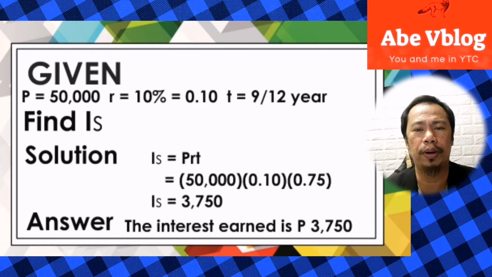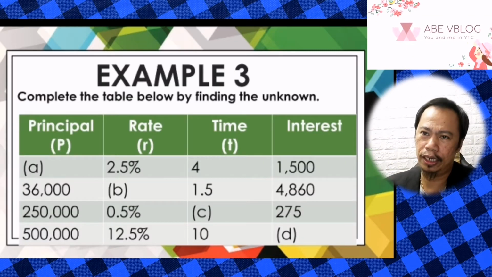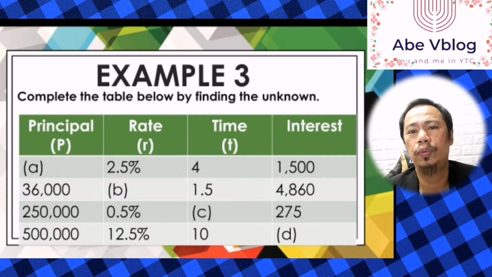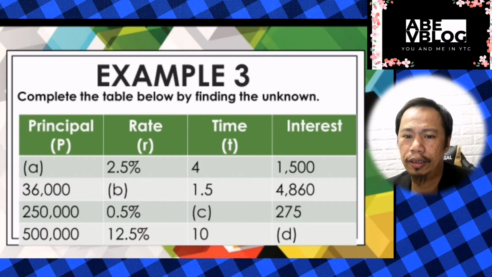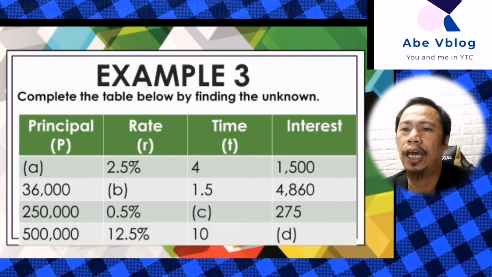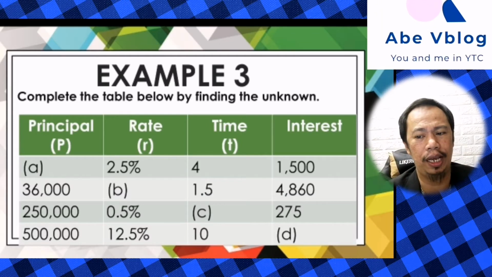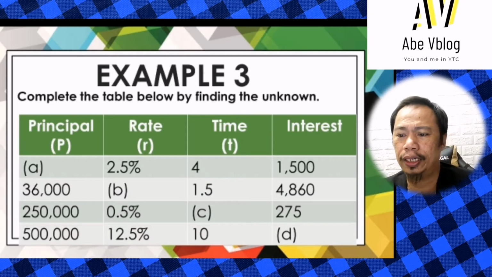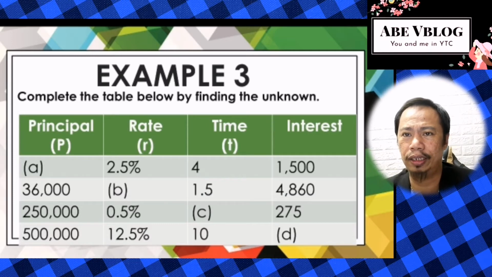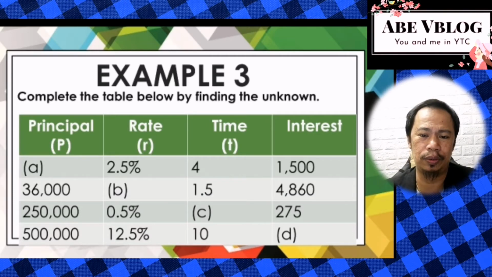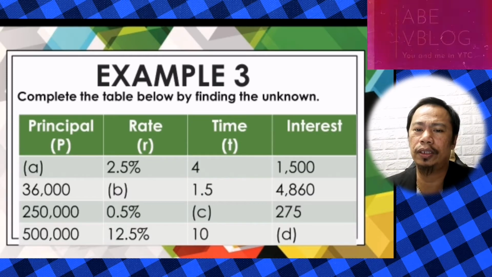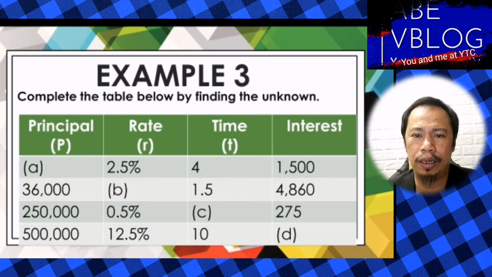Let's have problem number 3. In problem number 3, we have to complete the table. For letter A, we are asked to solve for the principal. For B, we are asked to solve for the interest rate, C for the time, and D for the interest. So we have the givens already presented on the table. We're just going to rewrite them and solve one by one.